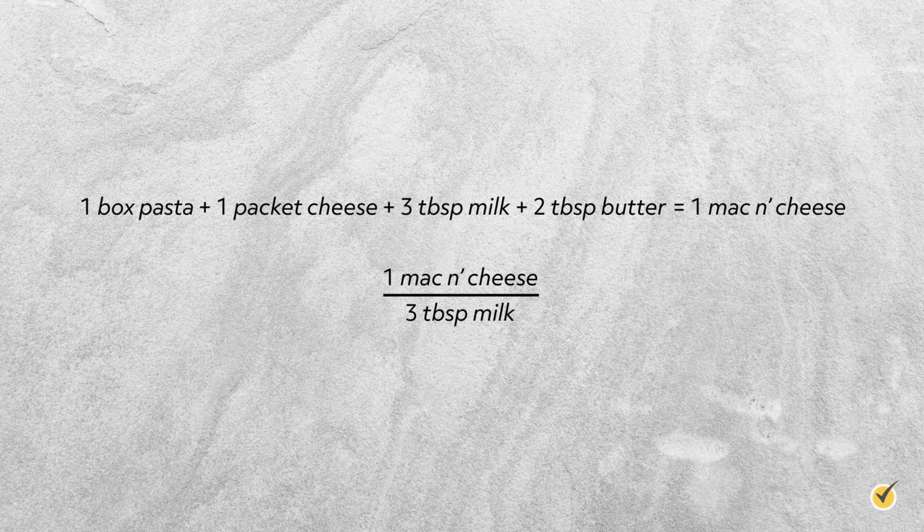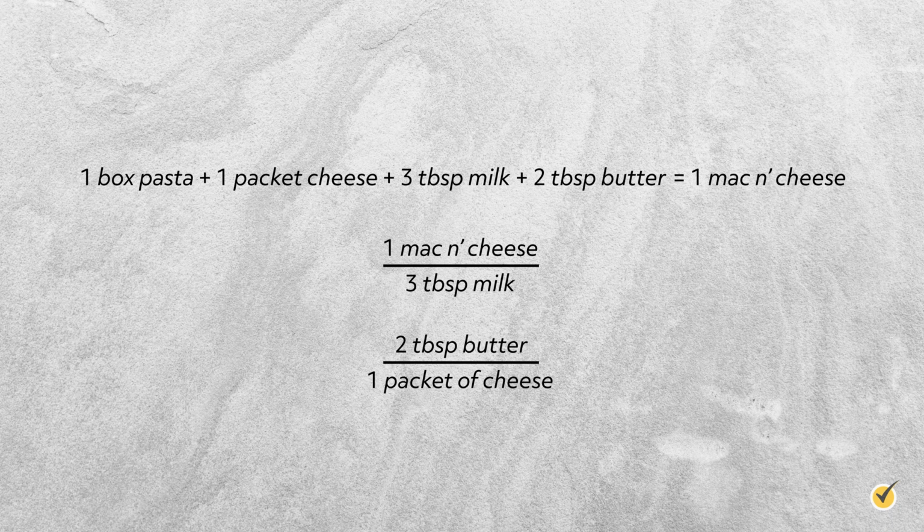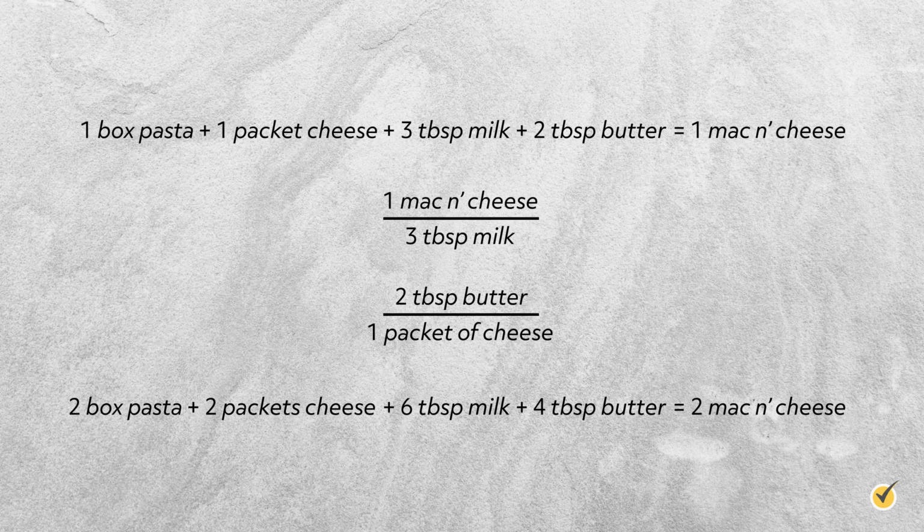We could do this for any combination of species in the reaction. For example, for every packet of cheese we have, we need 2 tablespoons of butter. And of course, if we wanted more mac and cheese, we could double the recipe. If we did that, the ratio between ingredients would stay the same. So, in fact, anytime you follow a recipe, you're basically employing the concept of mole ratios. So keep that in mind the next time you're cooking.